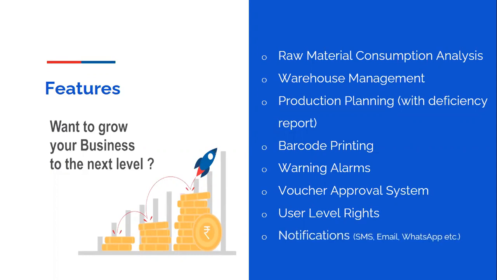Next is notifications: SMS, email, WhatsApp, etc. You can send notifications by SMS, email, WhatsApp, Busy app, etc. to the customer or to yourself directly from the software. These features are available. You can configure and enable them. You have to do some configuration and follow some steps. Then you can easily maintain your Busy accounting software in the food and beverage industry.